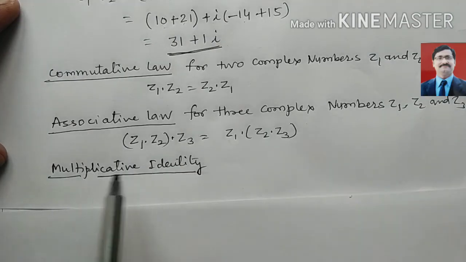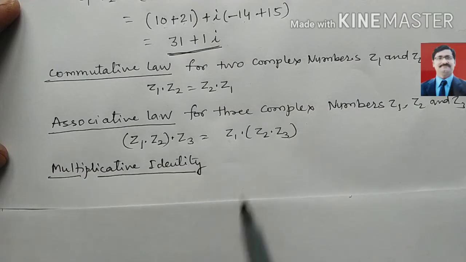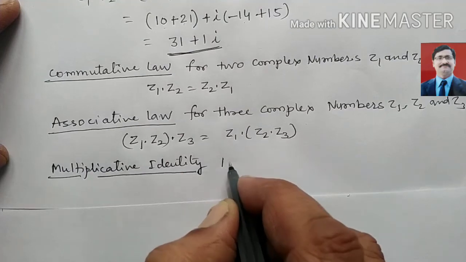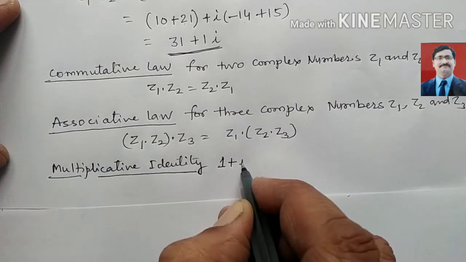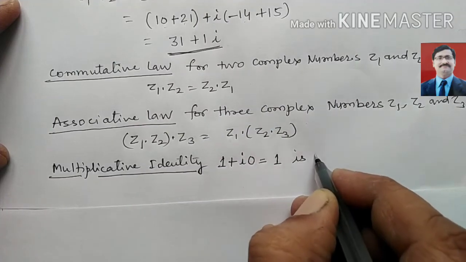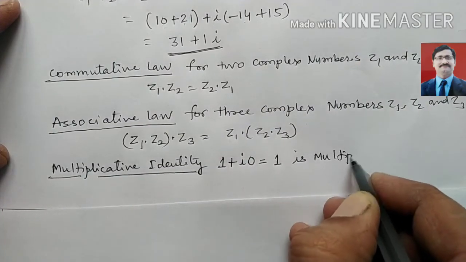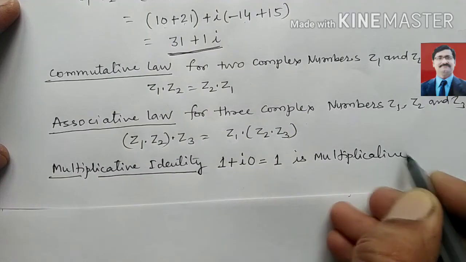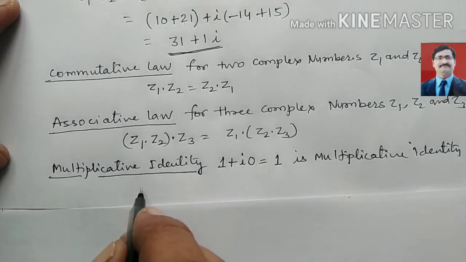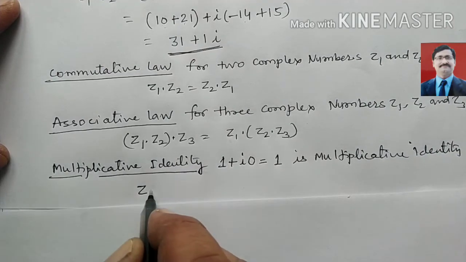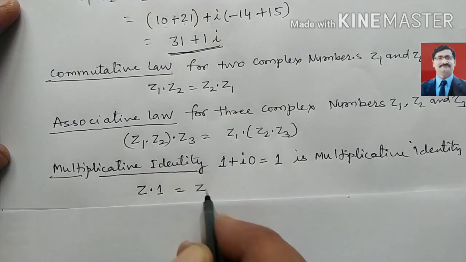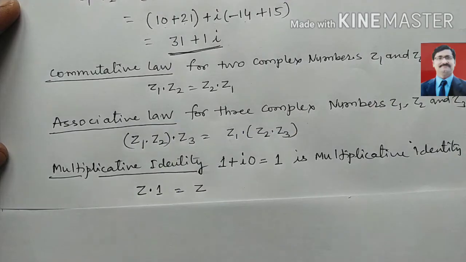Now we will have a multiplicative identity also. Look here, 1 is the multiplicative identity, or you can write 1 plus iota 0, or you can write simply 1 is the multiplicative identity. Do all of you understand this? Now look here, if you have Z and you multiply by 1, you always get Z. So this is called a multiplicative identity.